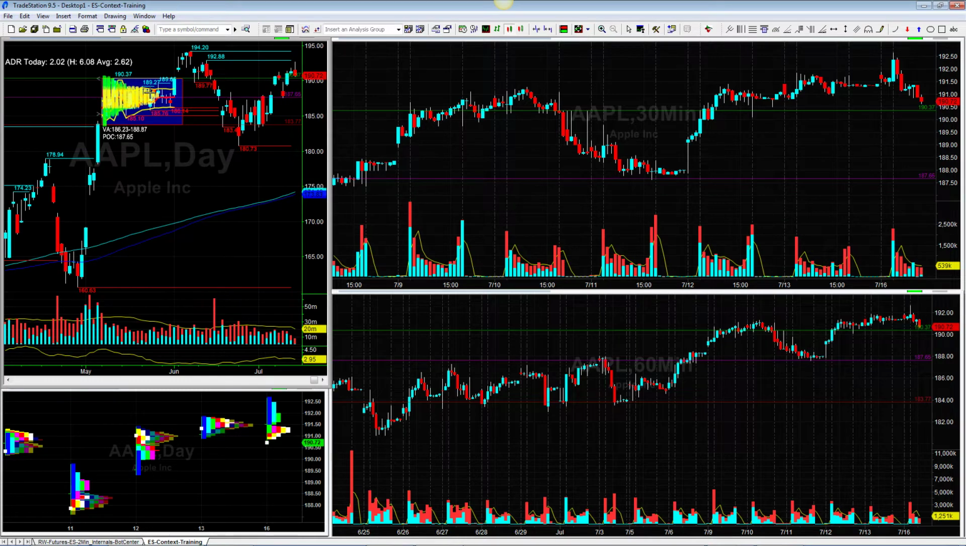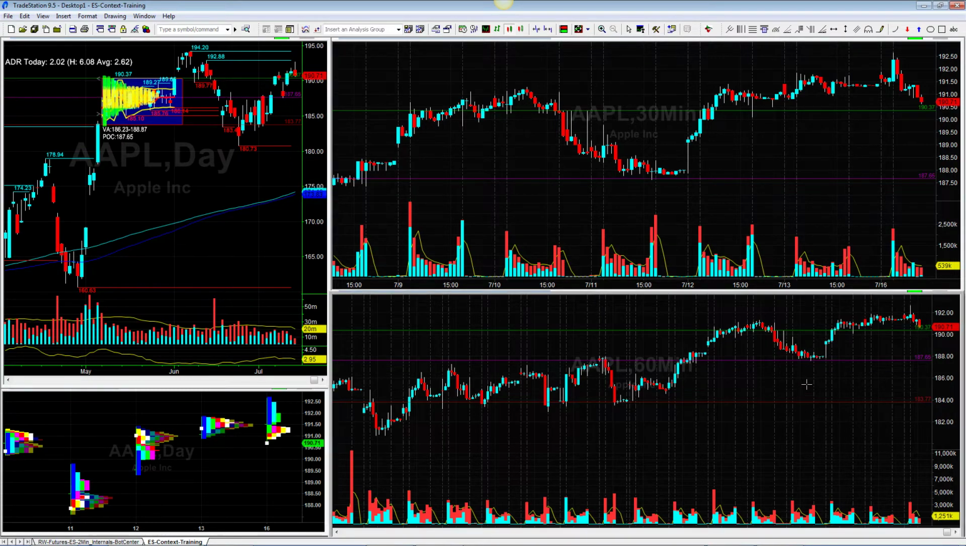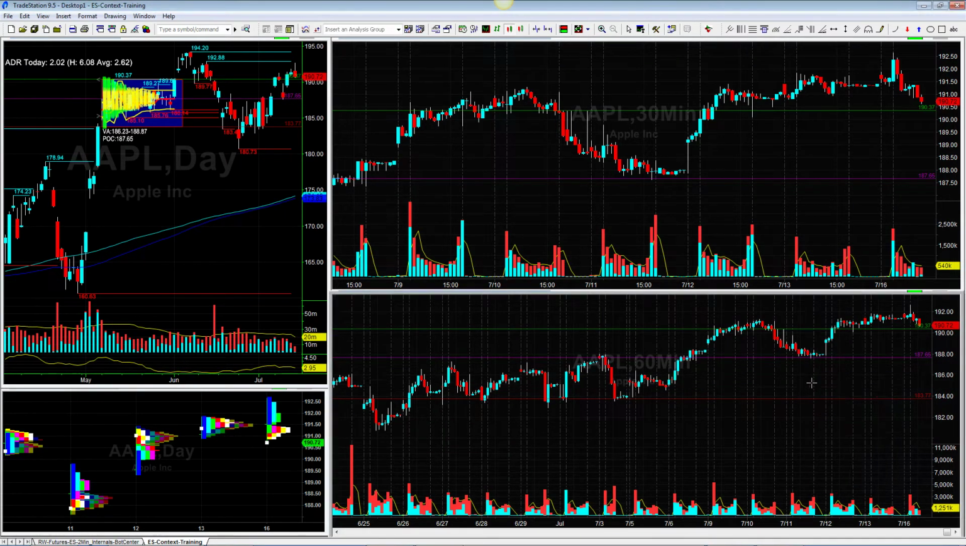So by drawing those lines, we can look here. This is July 11th. You can see that the high volume node, the volume point of control from that balance area, acted as a very strong resistance a couple of times here all throughout June.